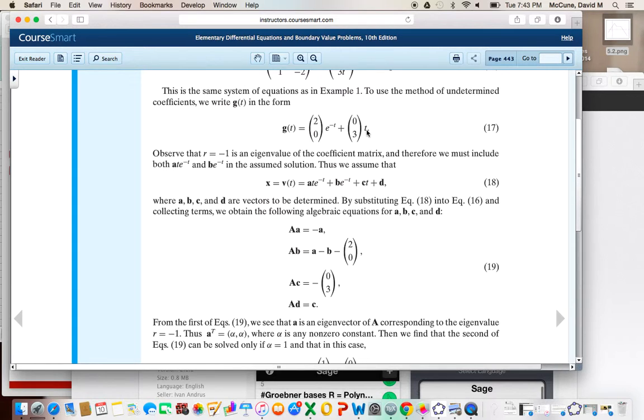And then over here, when you have a t, well, that's just a linear function, isn't it? Right? F of t equals t is just a linear function. So they're going to assume a linear function that looks like this, constant vector t plus constant vector, to try to match up with this.